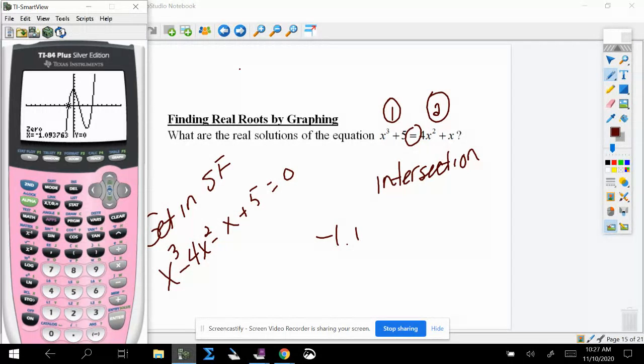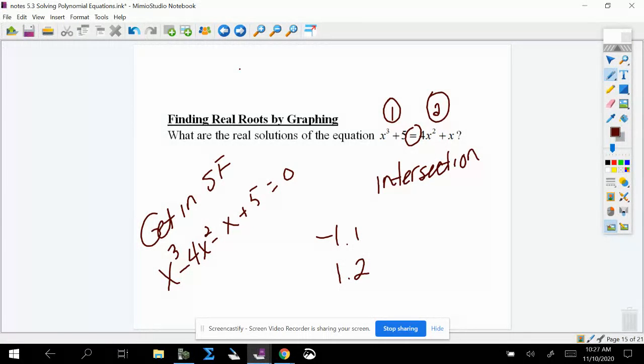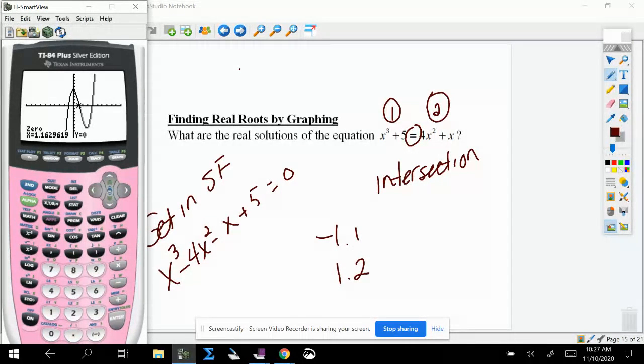Go back to my calculator. Now I'm going to do the same thing. Second trace, 0. So now I'm going to move my cursor over before it crosses the x-axis again, hit enter, go through the axis, hit enter, and then enter one more time. And my second answer, 1.16 or 1.2 if we go 1 decimal place. And then I've got one more, so I do second trace, 0. And I'm going to move my cursor a little bit more before it crosses the x-axis. Right there's fine, enter, through the x-axis, enter, enter.